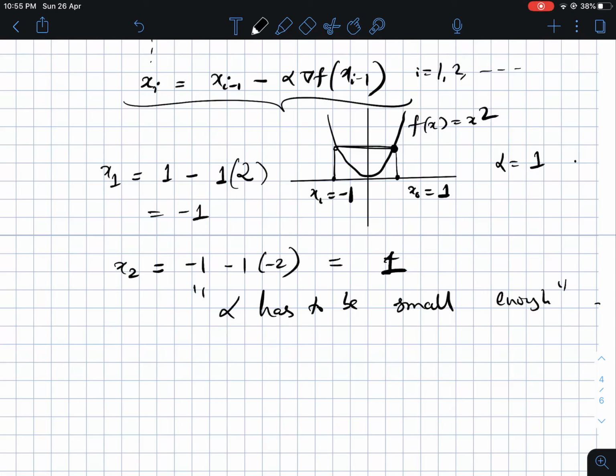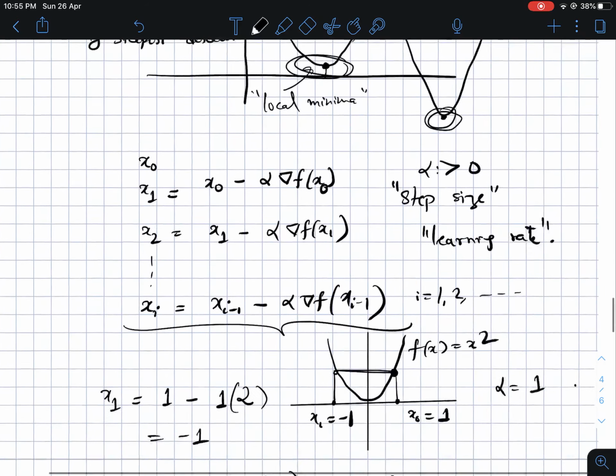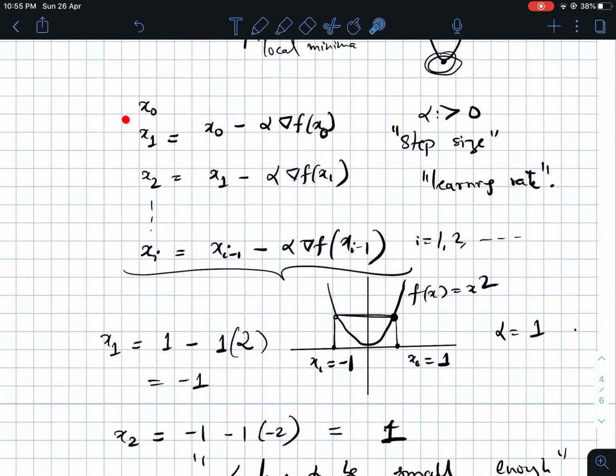So the issue is the choice of alpha, right? What alpha do I pick? And ultimately the issue is how fast do I actually converge, right? Because this is an iterative process. Unlike the other processes that we have seen till now, this is an iterative process that you hope eventually will take you to the minimum, right? How long does it take you to get there? So that's the main issue.